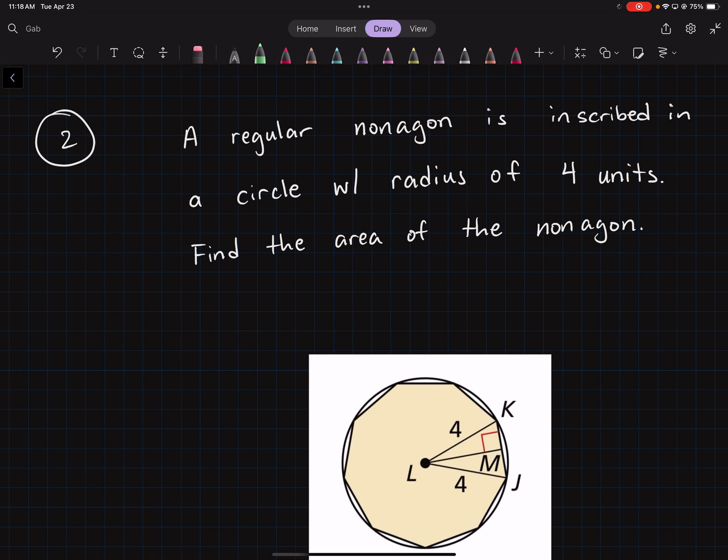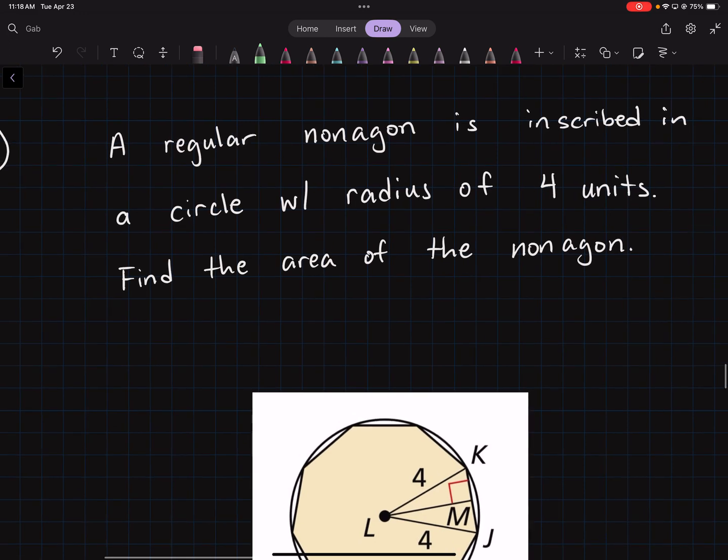I will teach you guys how to do it without the picture. So don't copy the picture, just copy the words.